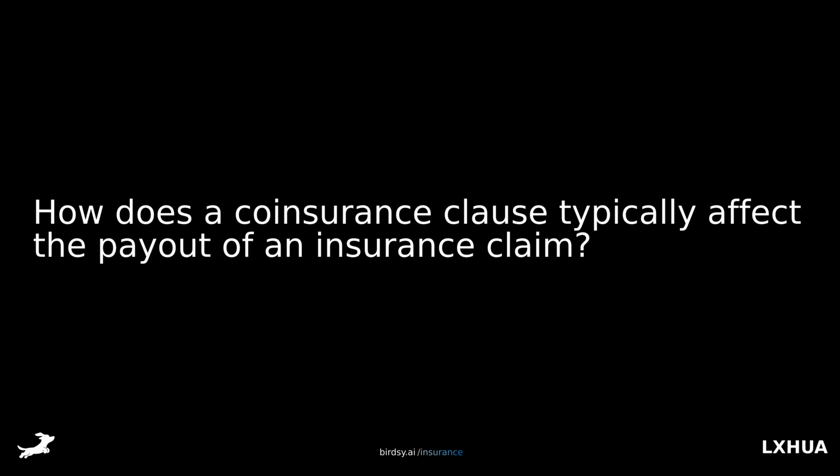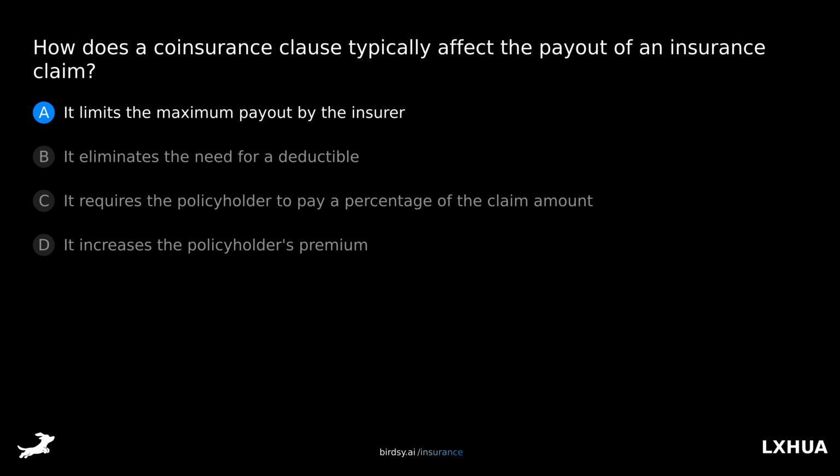How does a coinsurance clause typically affect the payout of an insurance claim? Is it A, it limits the maximum payout by the insurer? B, it eliminates the need for a deductible? C, it requires the policyholder to pay a percentage of the claim amount? Or D, it increases the policyholder's premium?